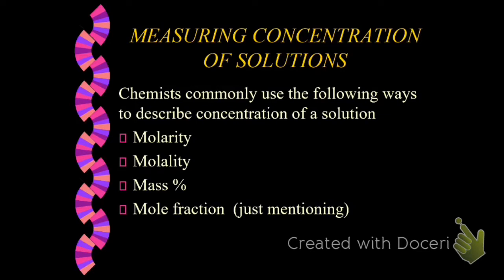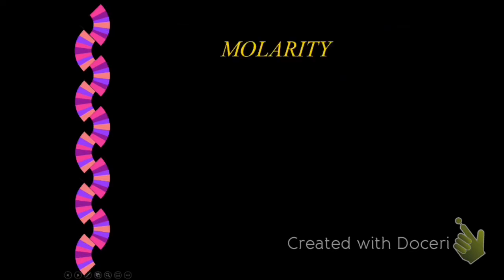For a chemist, they essentially have four separate ways that they typically describe the concentration of a solution: molarity, molality, mass percent, and mole fraction. We're going to look at how we calculate the first three. I'm simply mentioning the last one as you will see it at some point in the future. So let's first talk about how we would calculate molarity.